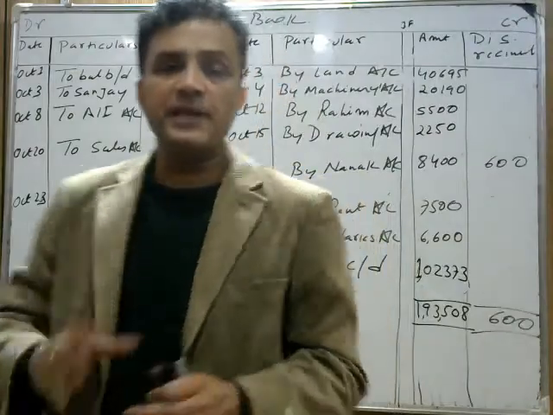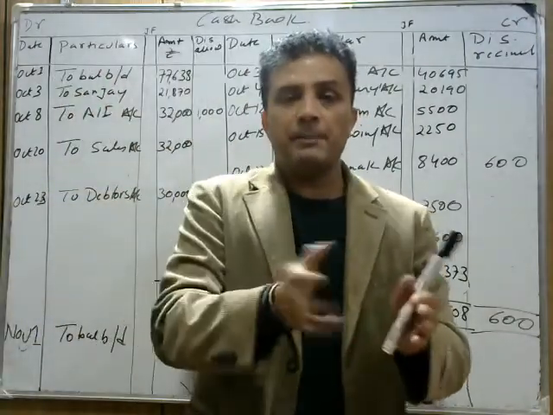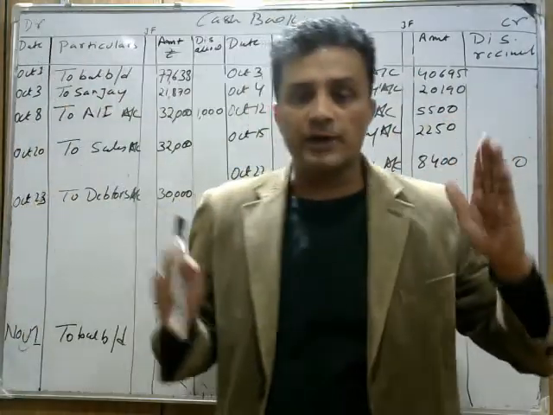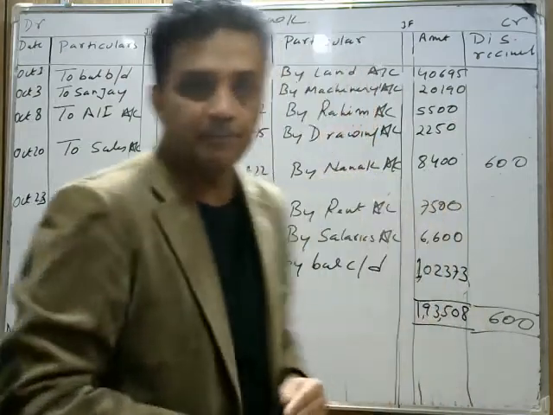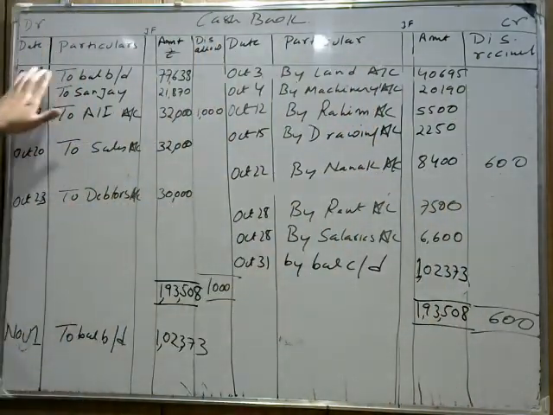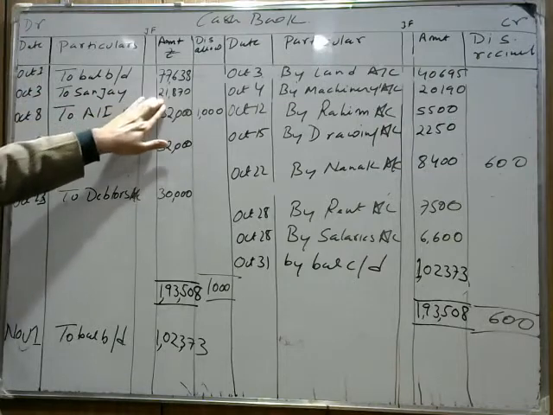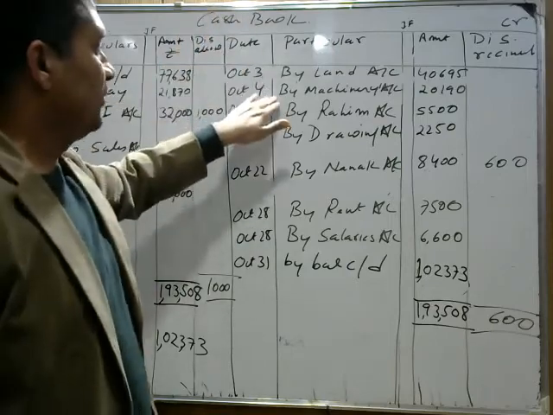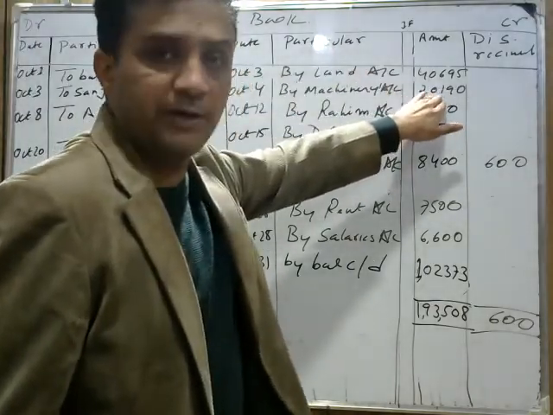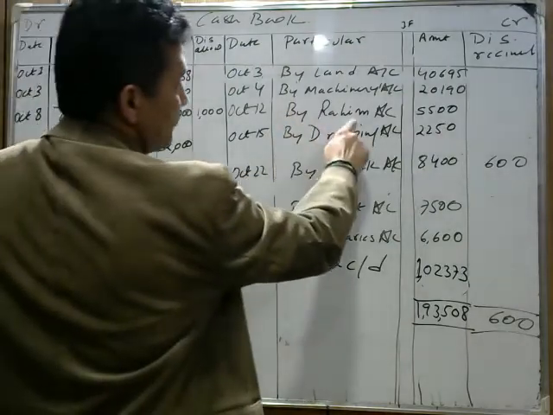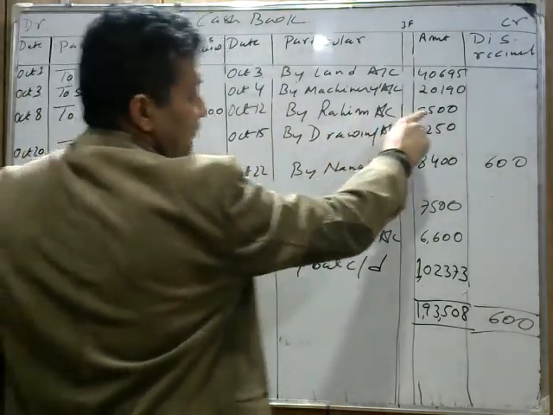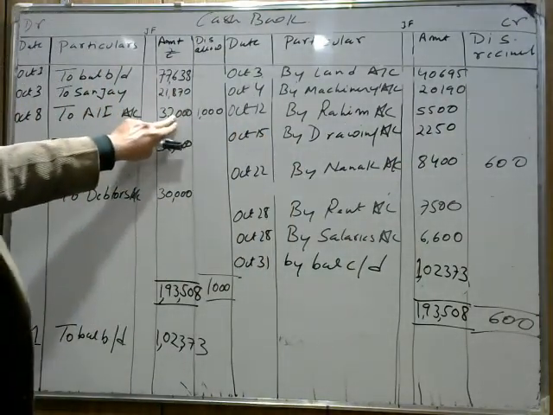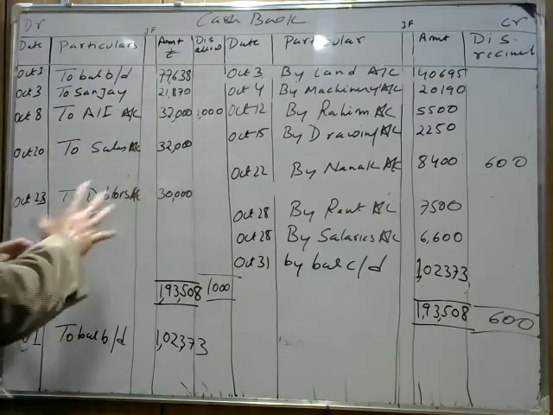Now with the cash book, it's very easy for us to know the transactions. We no longer need to turn pages to record all the cash transactions. We have recorded all the transactions of the October book in one place. It's very easy for the accountant to know the situation. For example, on October 3rd we received money from Sanjay, 21870. On October 4th we purchased machinery which cost 20,190. Similarly, we paid Rahim 5,500 on October 12th. We received from Ali 32,000. We gave a discount of 1,000. So it's very easy for us.